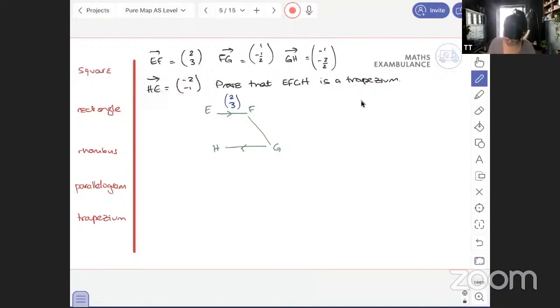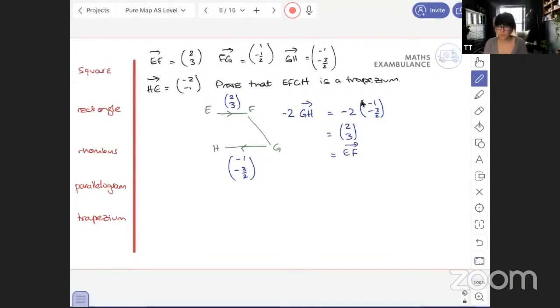What about G to H? G to H is -1 minus 3 over 2. Now, is one of them a multiple of the other one? Can I get one of them times something is the other one? Yeah, I can. G to H times -2 is -2 lots of this, which is this, which is this. So step 1 is done.